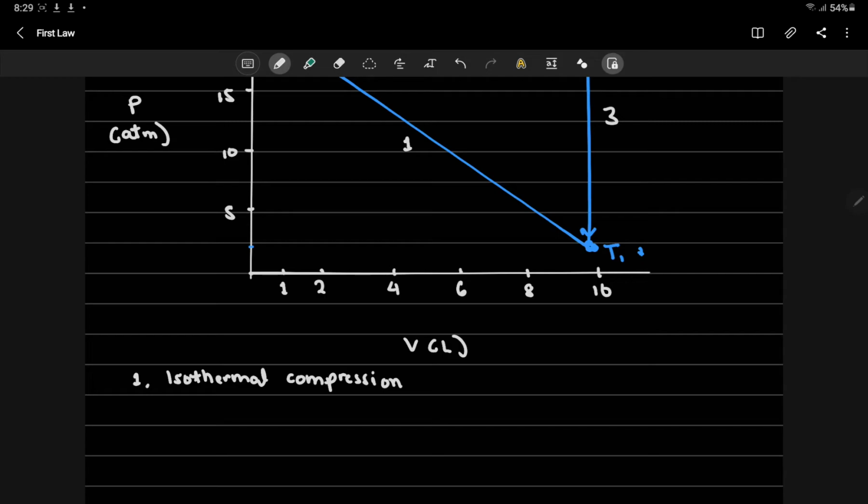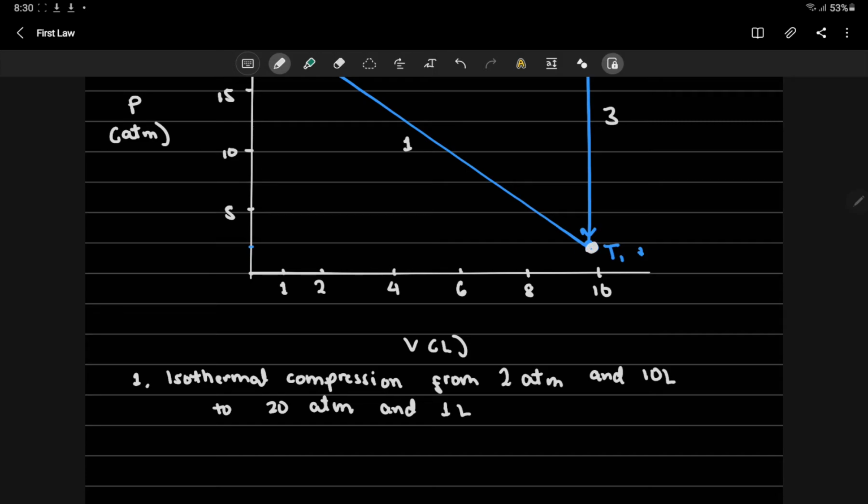Okay. And that is from 2 atmospheres and 10 liters to 20 atmospheres and 1 liter. Okay, so ang gagawin natin muna is to calculate the temperature at the first or the initial condition, no?